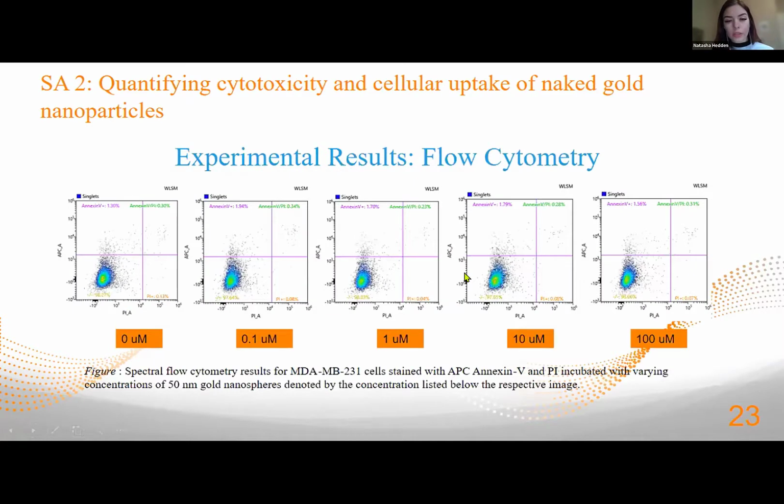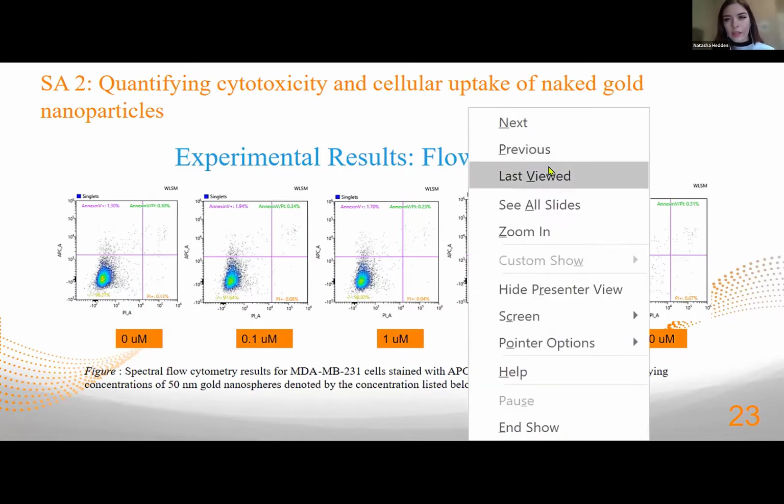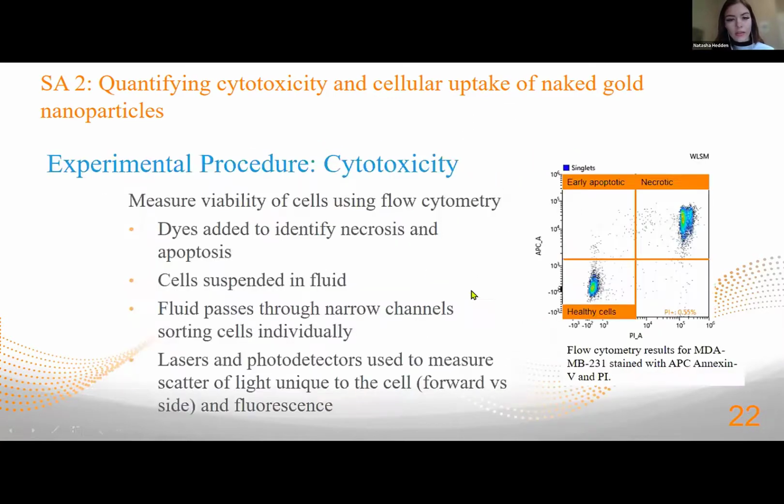So the cells are suspended in a fluid. Sorry, previous slide still. So the cells are suspended in a fluid, and this fluid is passed through narrow channels that sort the cells individually. And we then use lasers and photodetectors to measure the scatter of light on each cell, measuring both the forward and side scatter, as well as the fluorescence from any staining.